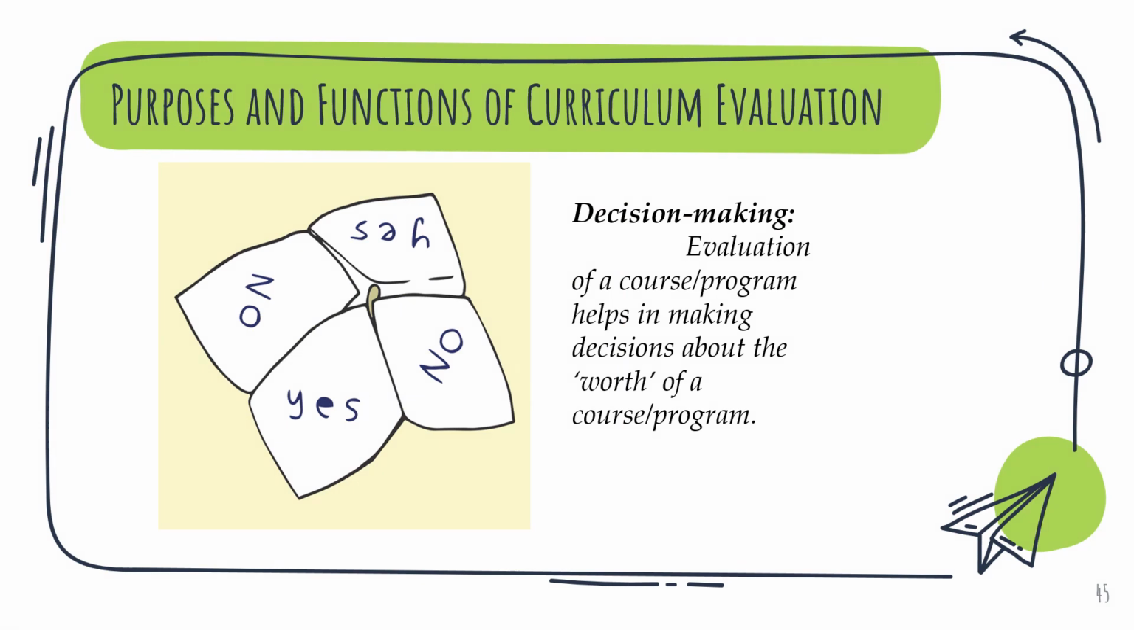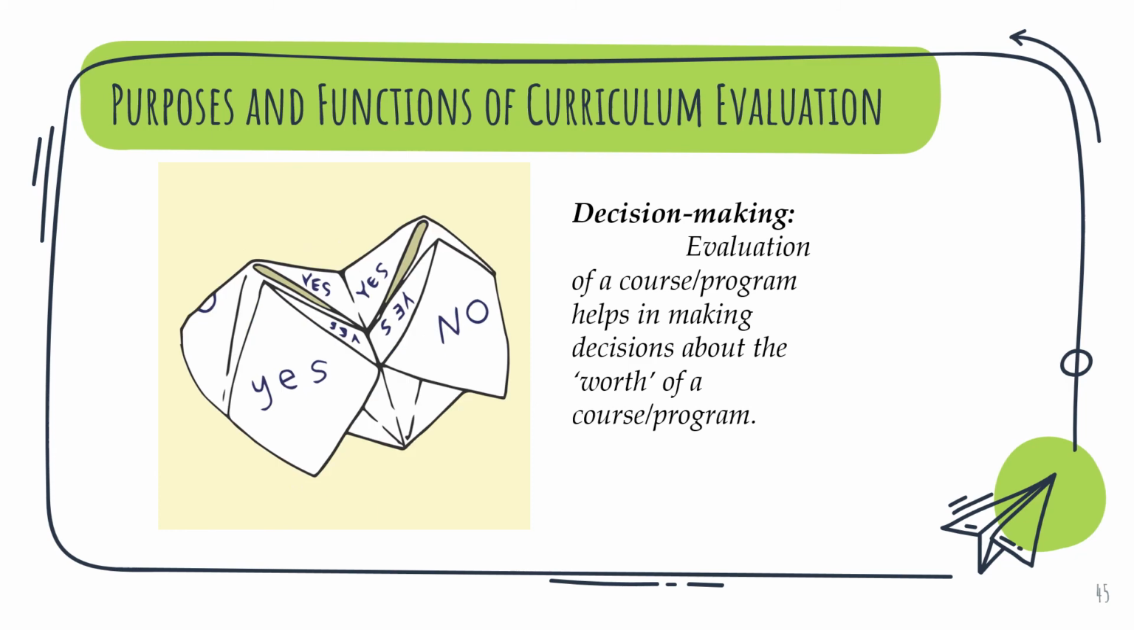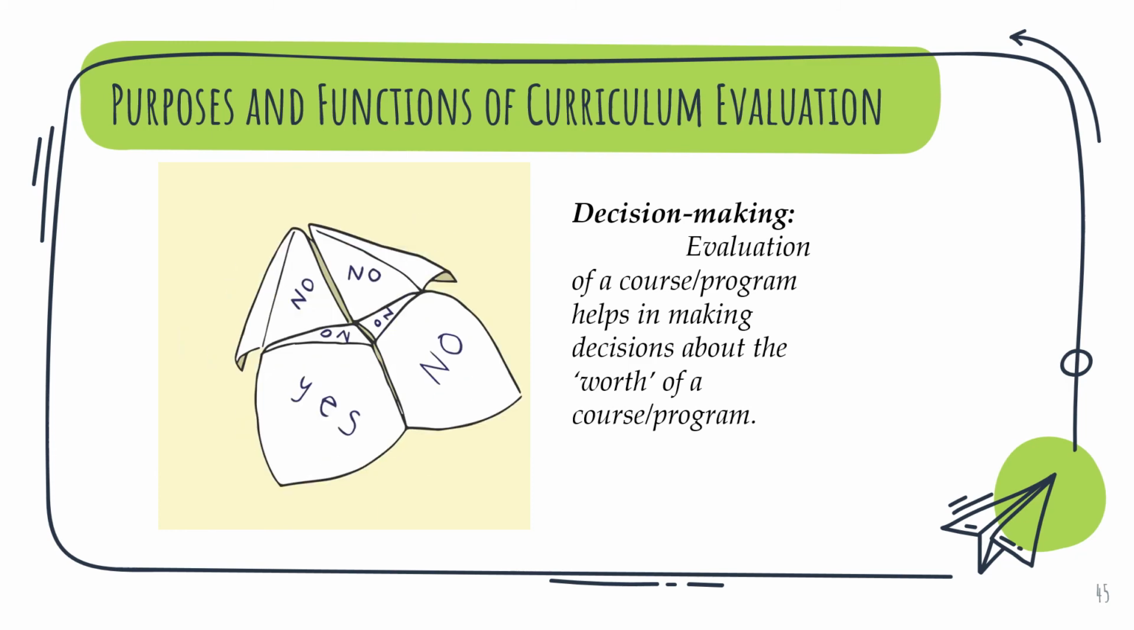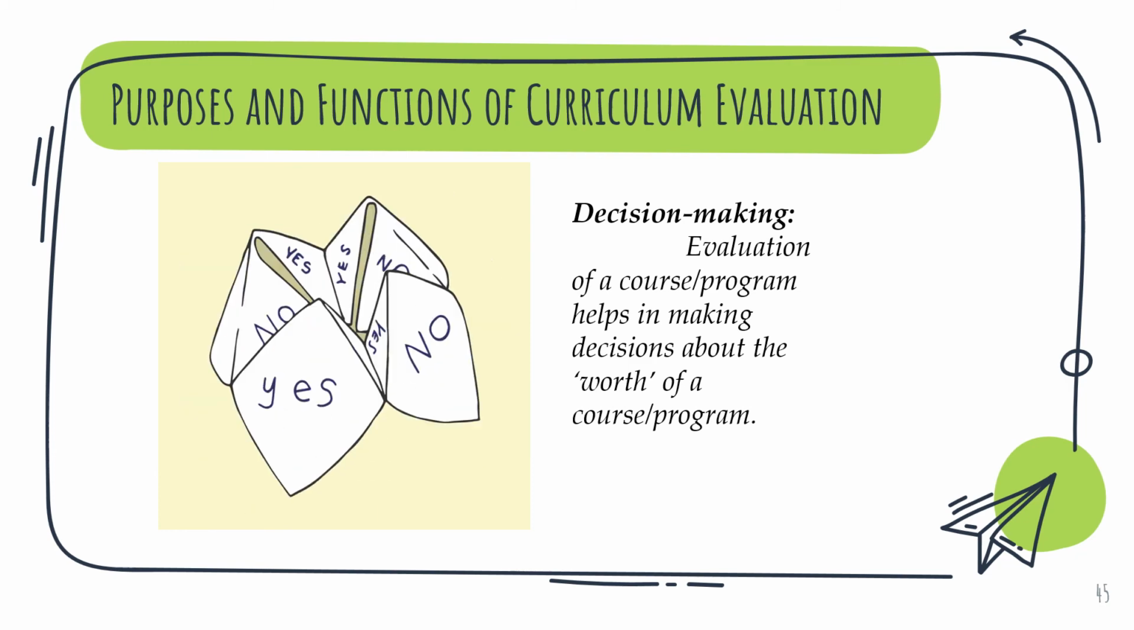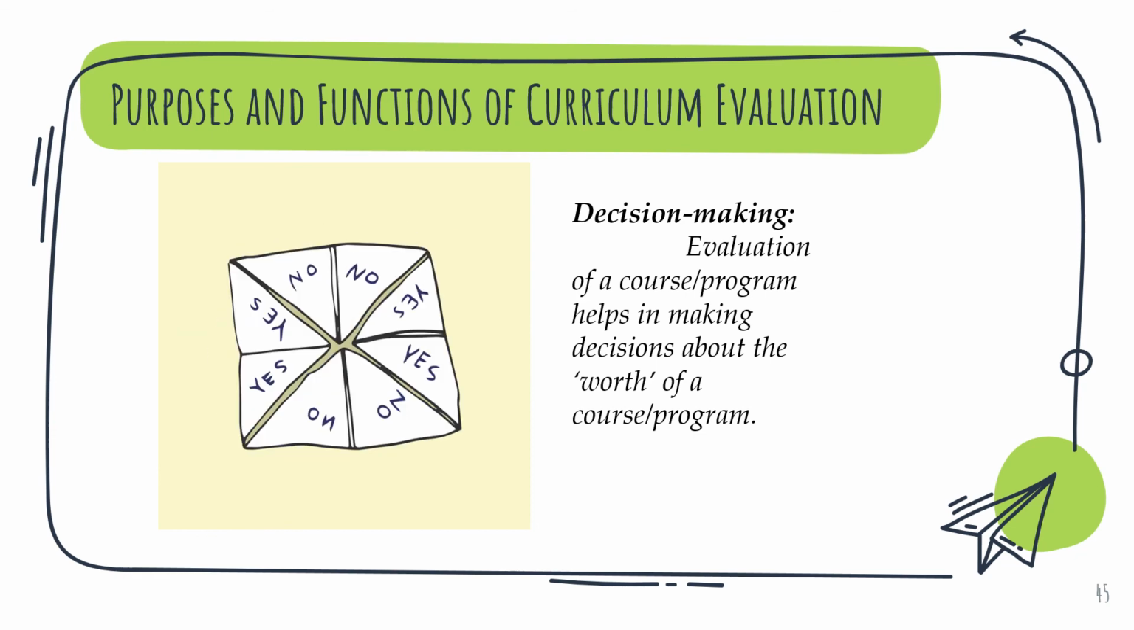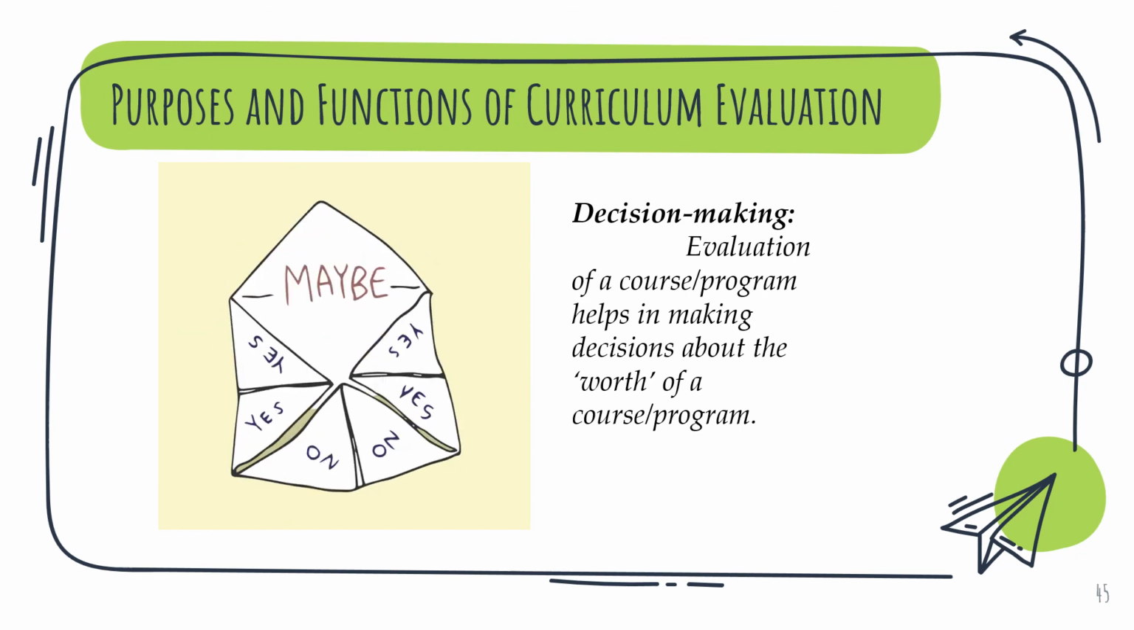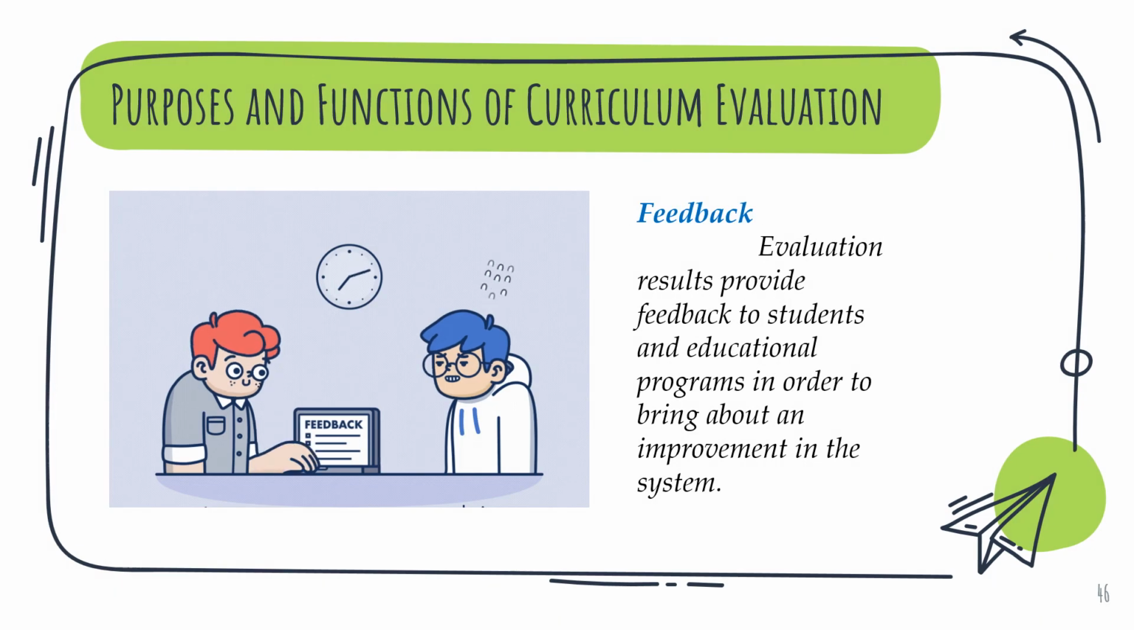Next is decision making. Evaluation of a course or program helps in making decisions about the worth of the course or program. The results of the program evaluation are used to continue or discontinue a course or program. Last but not least is feedback. Evaluation results provide feedback to students and educational programs in order to bring about an improvement in the system.